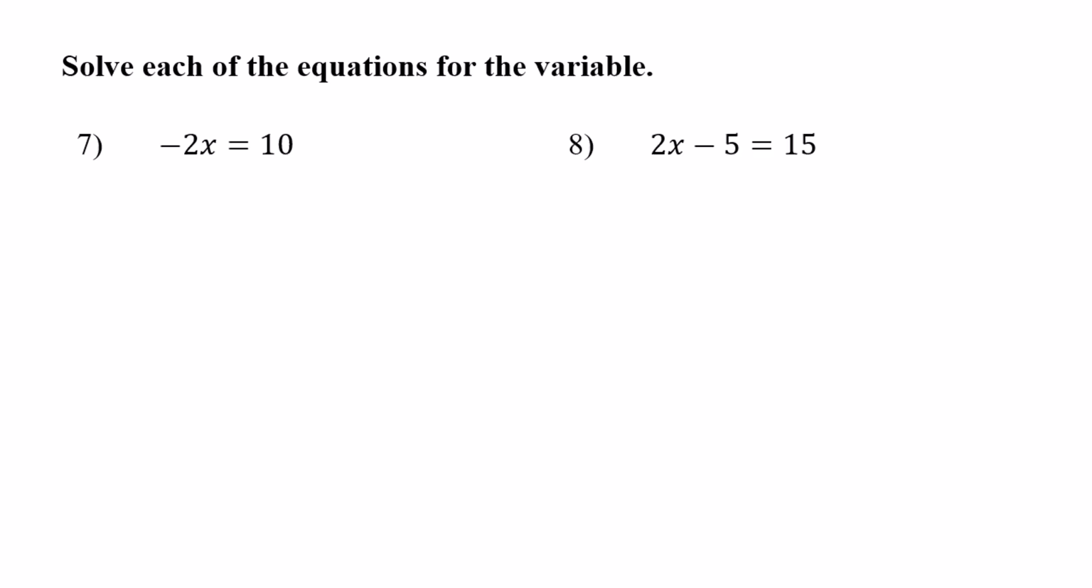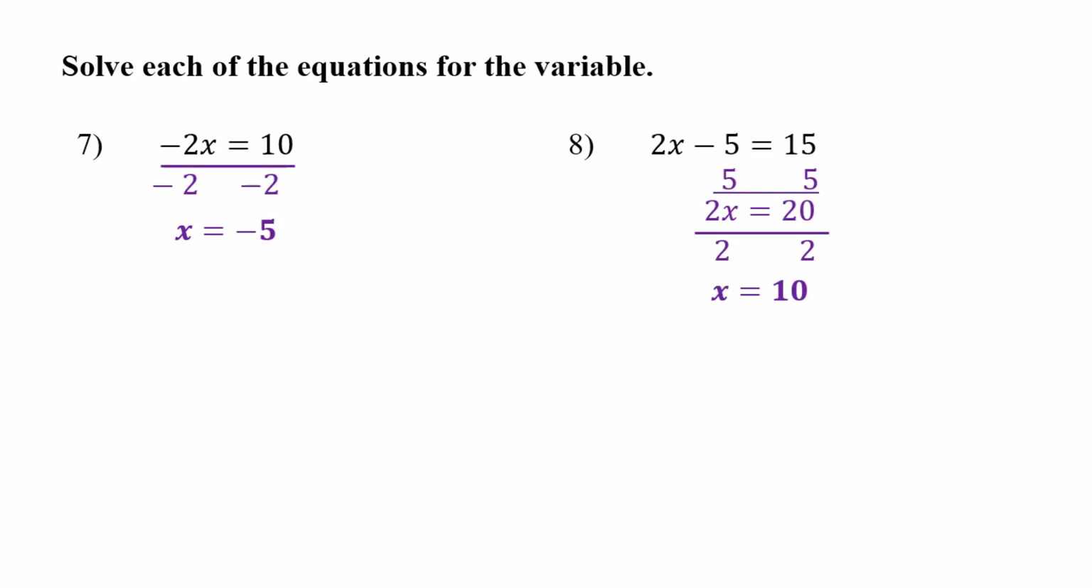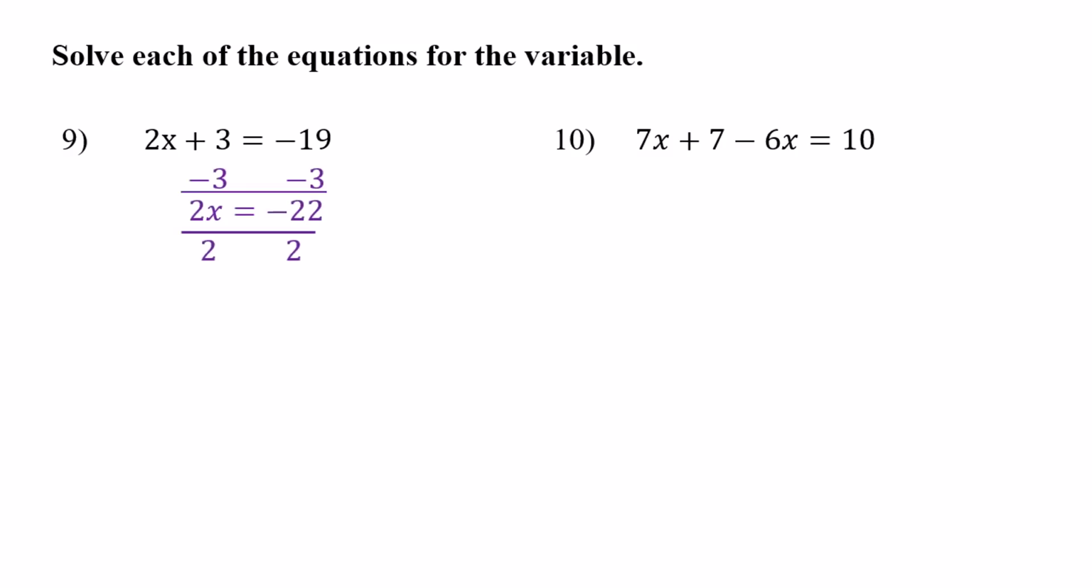To solve equations like negative 2x equals 10, divide both sides by negative 2 to find x equals negative 5. Similarly, for 2x minus 5 equals 15, add 5 and divide by 2 to find x equals 10. Continuing with solving equations, for 2x plus 3 equals negative 19, subtract 3 and divide by 2 to find x equals negative 11.